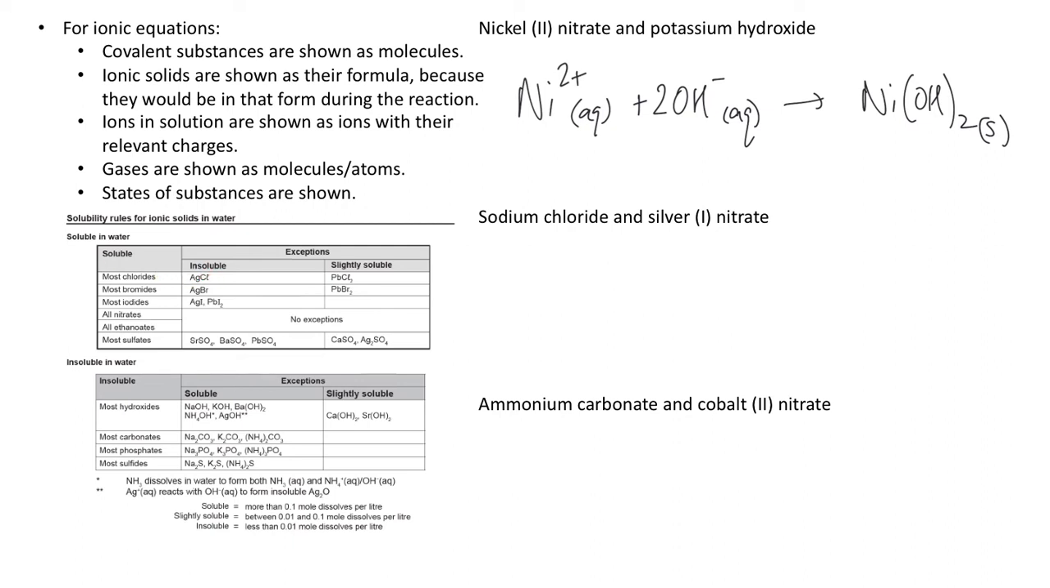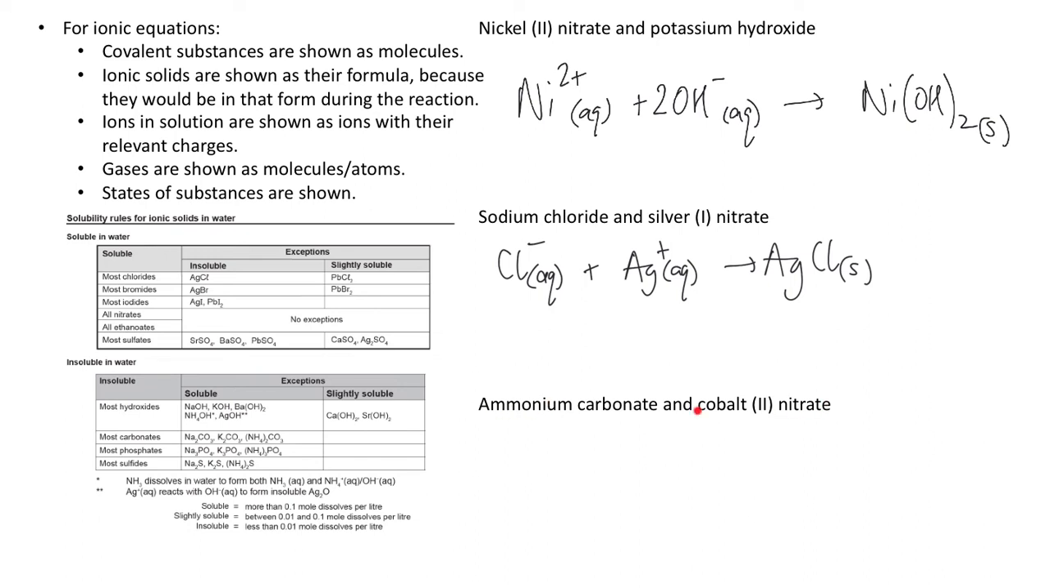So then we would say, okay, we've got the Cl- ion. We've got the silver ion. And that's going to form silver chloride solid, because that's a precipitate. It's going to be insoluble. That's the solid there. Okay, let's have a look at the next one.